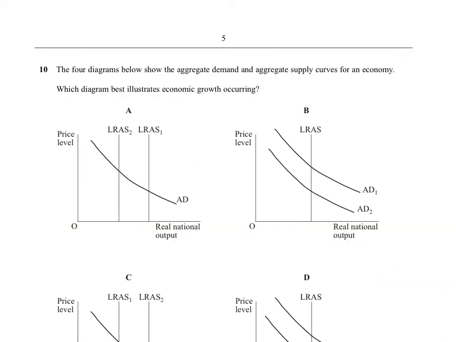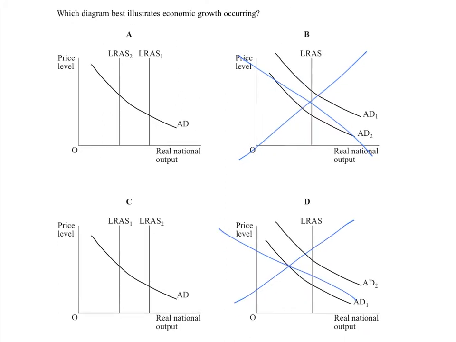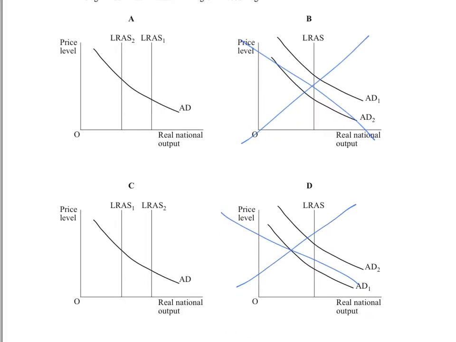Okay, question number 10, one of my favourites. I love these sort of ones. Which diagram best illustrates economic growth occurring? Now we know economic growth happens when the LRAS goes to the right. So let's cross out the ones it can't be. It's not going to be the AD one. It's not going to be that AD one either. So it can only be one of these two. And it's got to be the one where LRAS is going to the right. So the answer is C.